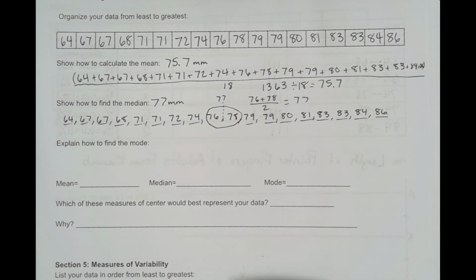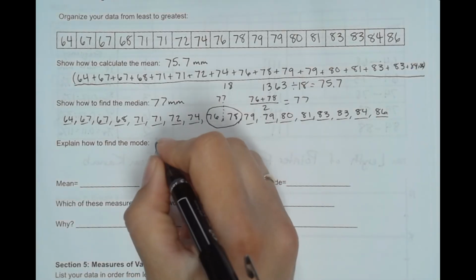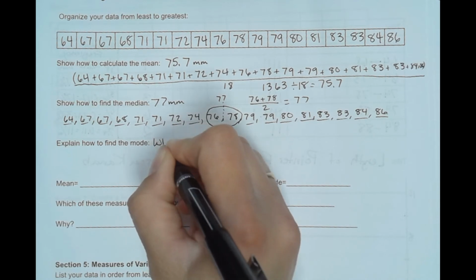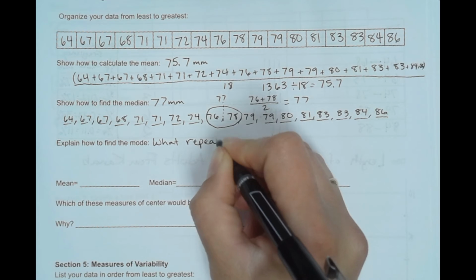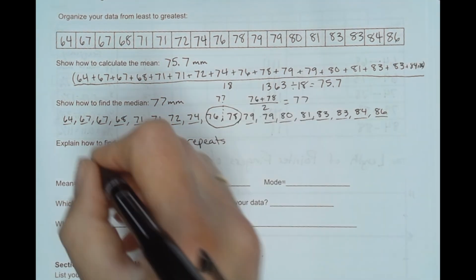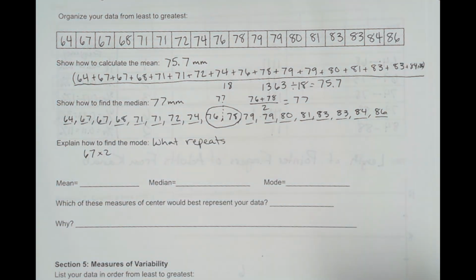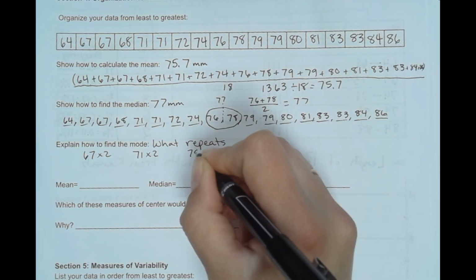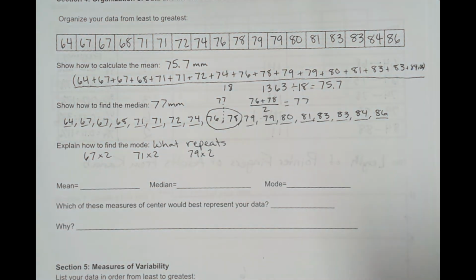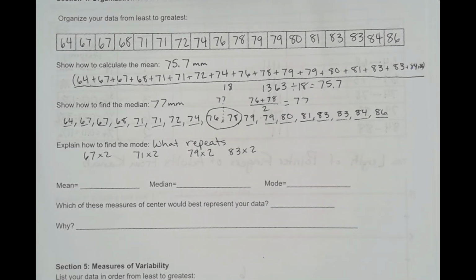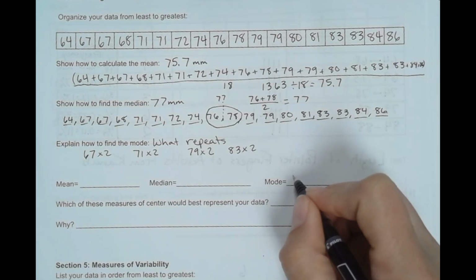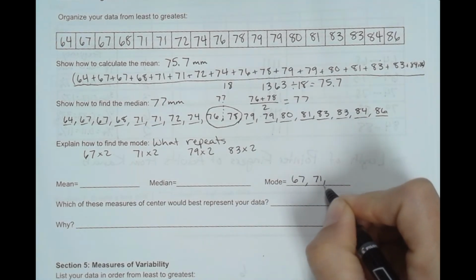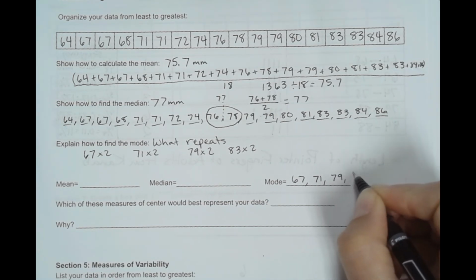Next it says, explain how to find the mode. This one is more of an explaining, so I'm going to see what repeats and what repeats the most. Where do I see repeating? 67 repeats twice. 71 repeats twice. 79 repeats twice. And 83 repeats twice. I see nothing that repeats more than those numbers. So since all of them repeat twice, that means we have 4 modes. 67 is a mode, 71 is a mode, 79 is a mode, and 83 is also a mode.